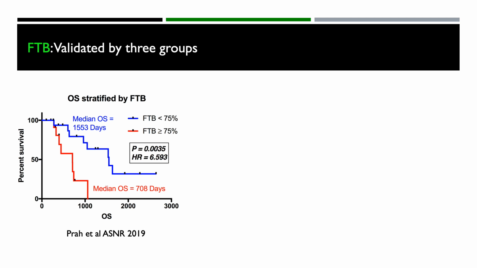And then if we look at the numbers we do in terms of understanding whether or not a marker is relevant or not, this is what's called a Kaplan-Meier survival curve, and it looks at overall survival. So basically, it shows you how many patients survive over a certain amount of time. And here we see that if the fractional tumor burden is greater than or less than 75% of the entire enhancing lesion, there's a clear difference in the overall survival that's predicted.